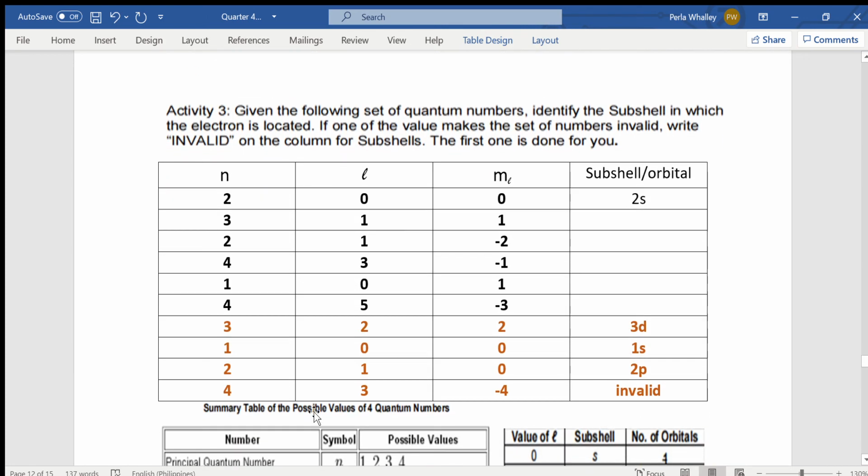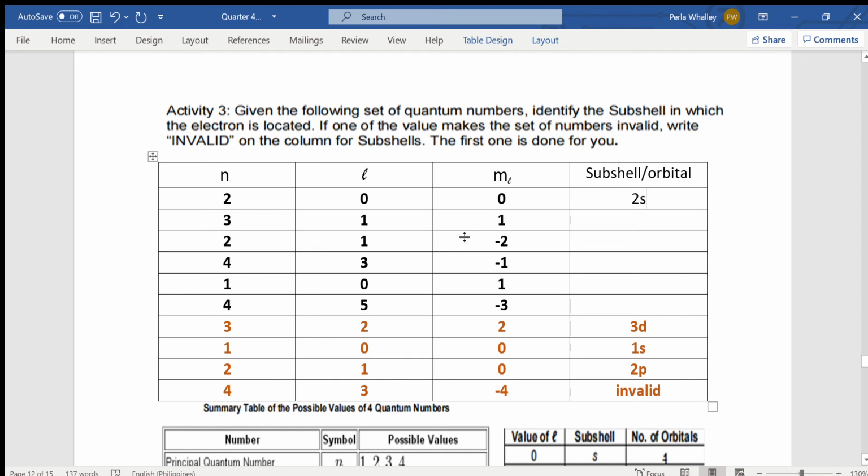Activity number 3. The first one here is already answered as 2s. It says here, given the following set of quantum numbers, identify the subshells in which the electron is located. If one of the values makes the set of numbers invalid, write invalid on the column of subshells. The first one is done for you.